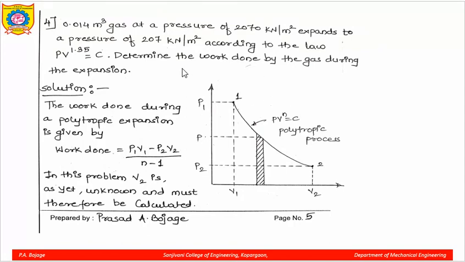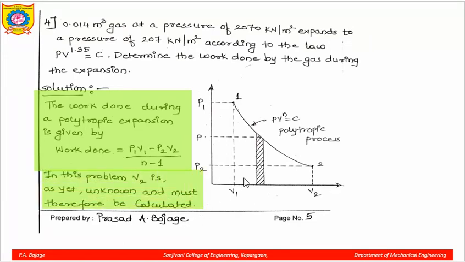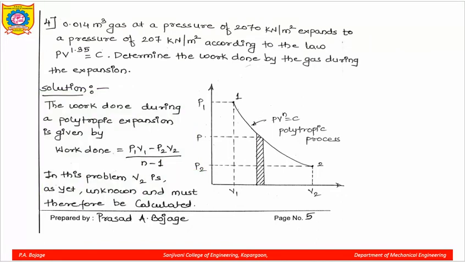Again the initial pressure is given here, final pressure, initial volume, final volume, PV raised to n is equal to constant, which is a polytropic process. So, for work during polytropic expansion, the formula is work done is equal to P1 V1 minus P2 V2 upon n minus 1. In this problem V2 is not known and must be calculated first, that is the final volume.